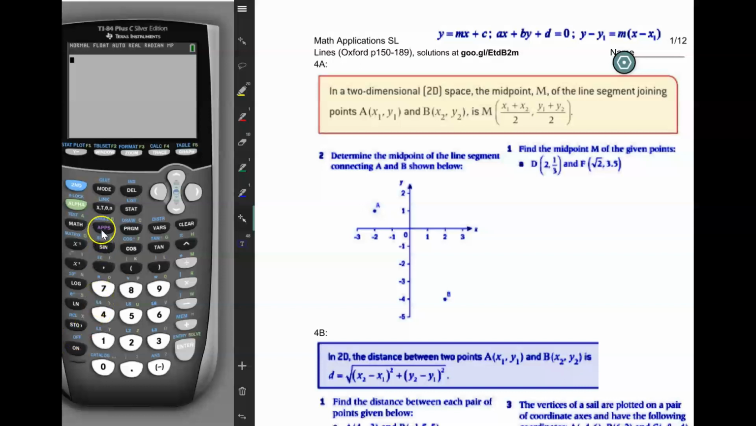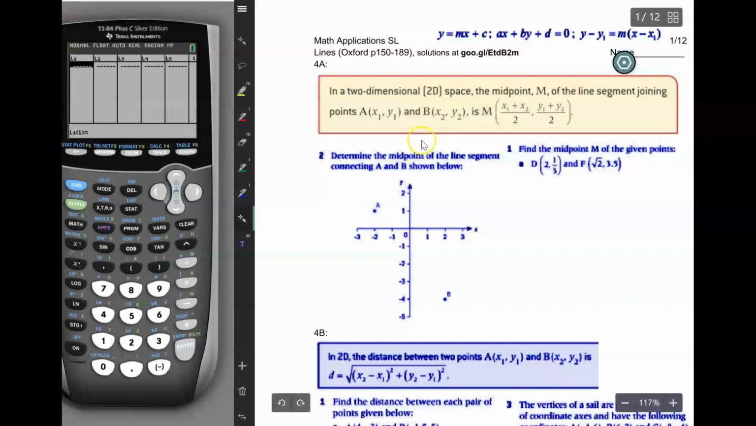Okay, so basically what you do is, remember to find 2varstats, you do stat edit, and instead of putting a list in, you're going to put the 2 points that you're given in L1 and L2. Put the x's in L1, put the y's in L2, and then you look at the x bar, y bar values in 2varstats, and that will give you the midpoint. That actually executes this formula. Okay, so then you don't need to use the formula.